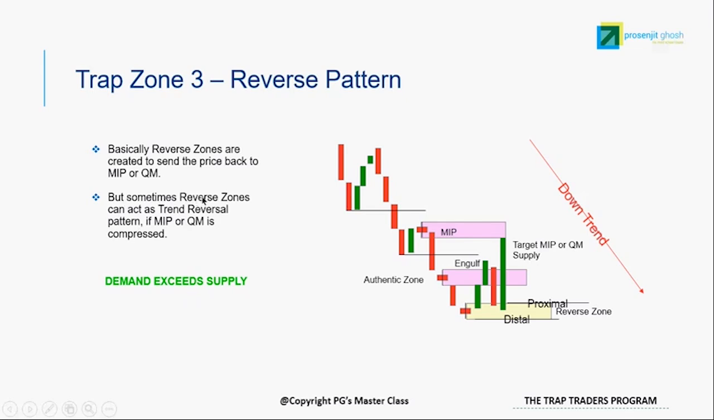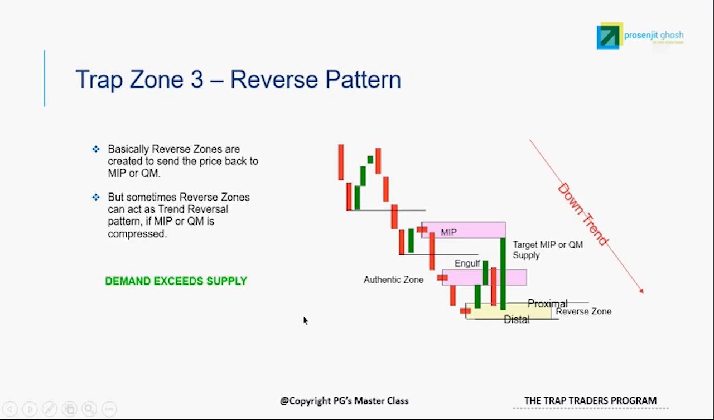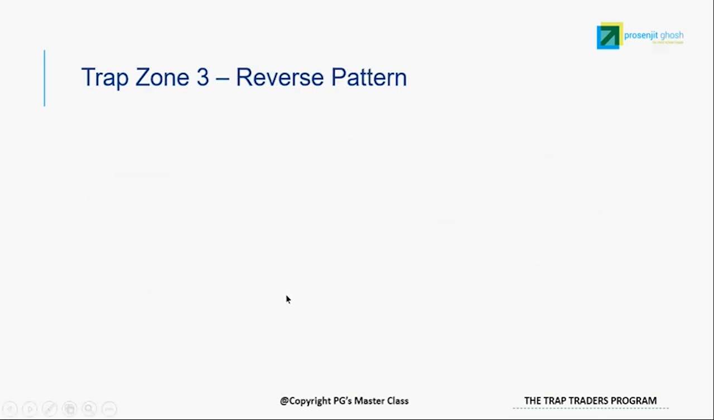But sometimes reverse zones can act as a reversal pattern too. If the MIP or QM is compressed, what is compressed we will learn in the upcoming sessions, then this reaction from the reverse zone can take the price beyond the MIP and a complete trend reversal can happen. So we'll learn about that in the upcoming sessions. Till then, please bear with me.